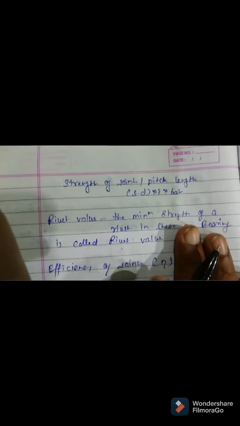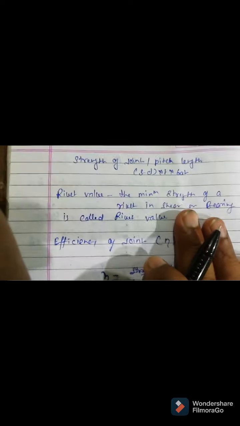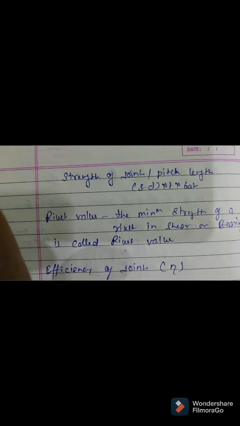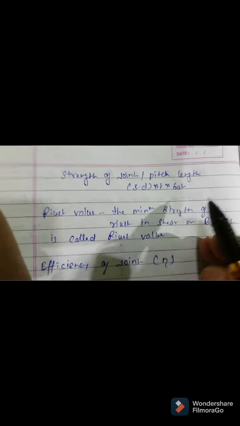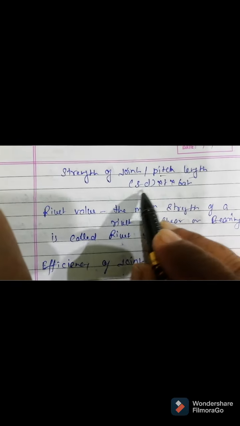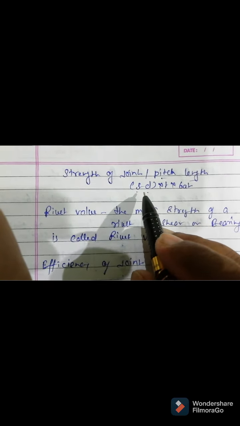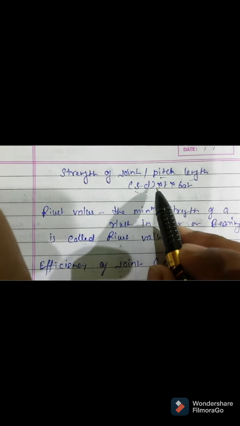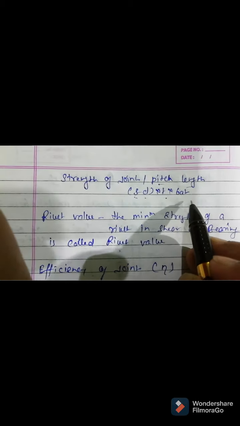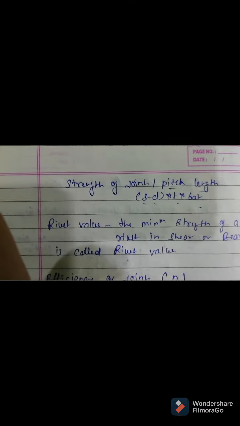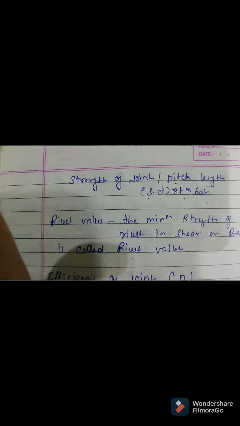Next is the strength of joint, the strength of joint per pitch length. So this is S minus D, where S is the center to center distance, that is the pitch length, S minus D into T into sigma AT. Okay, so hope you have understood the tearing strength.